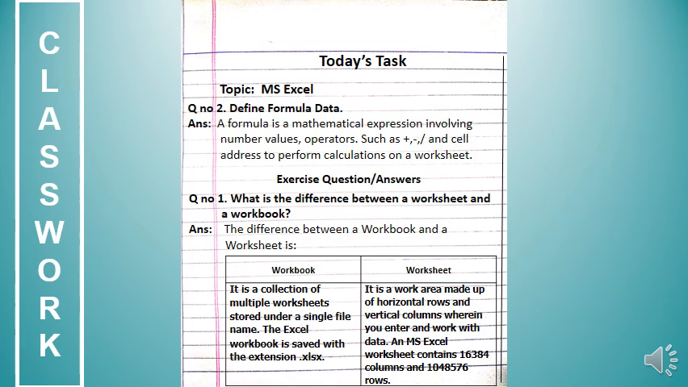The difference between a workbook and a worksheet is: Workbook. It is a collection of multiple worksheets stored under a single file name. The Excel workbook is saved with the extension .xlsx. Worksheet. It is a work area made up of horizontal rows and vertical columns wherein you enter and work with data. An MS Excel worksheet contains 16,384 columns and 1,048,576 rows. So, a workbook can store many worksheets.